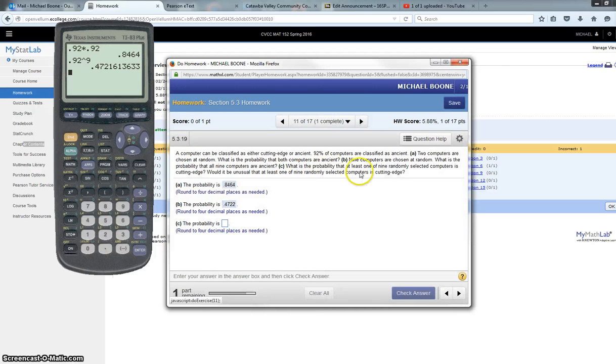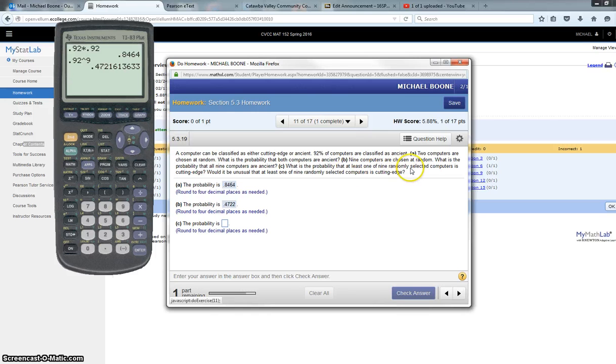For part C, at least one of the 9 randomly selected computers is cutting edge. So at least one means it could be 1 or 2 or 3 or 4, or 5 or 6 or 7 or 8 or 9. So I don't want to find out all those probabilities because that would take a while. But if it's at least one, that's an idea in this chapter: at least one means not 0.